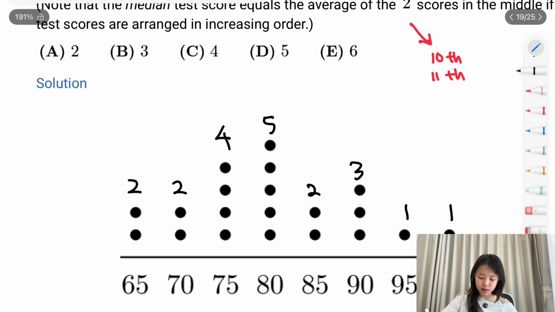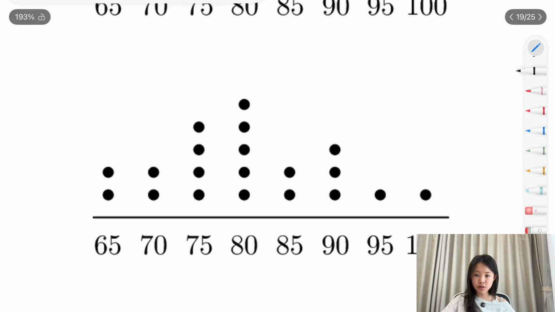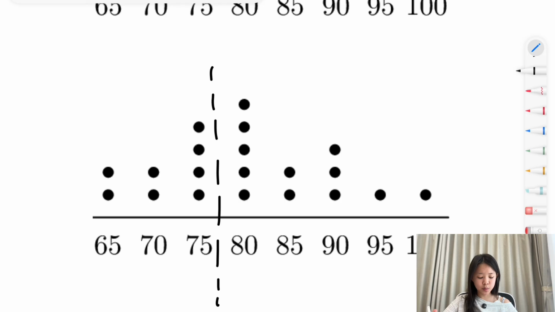So we can tally this up right now. So these two added up is 4, this is 8, and then this is 13. So we know that the 10th and the 11th student are somewhere in this pile here, which makes the median equal to 80. And so that means that for students with points less than or equal to 75, there are 8 students.